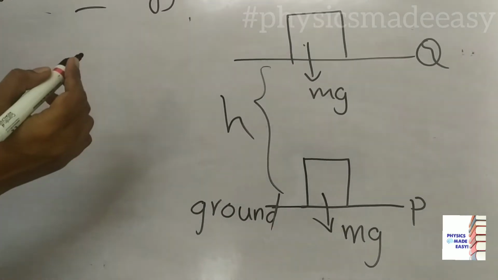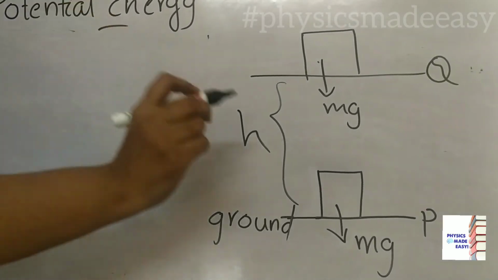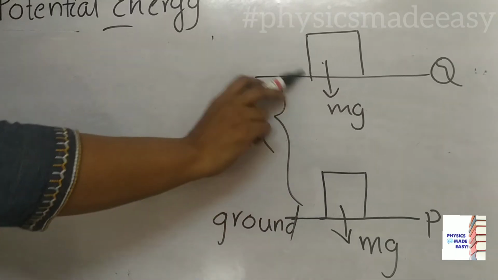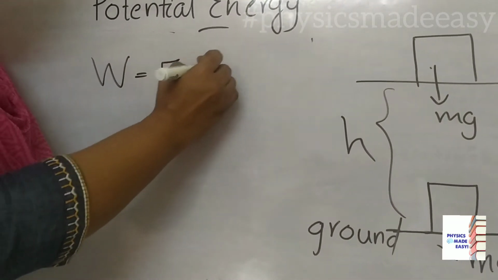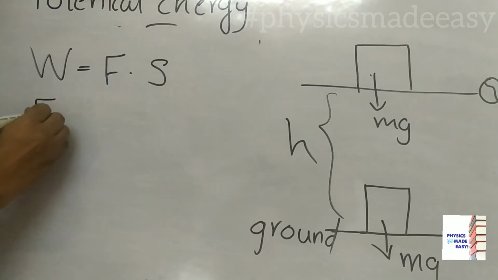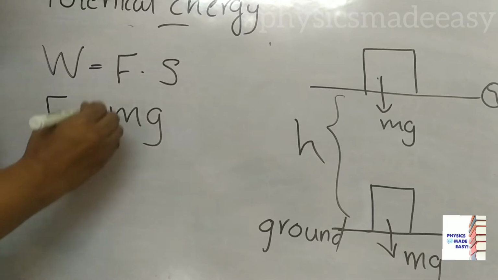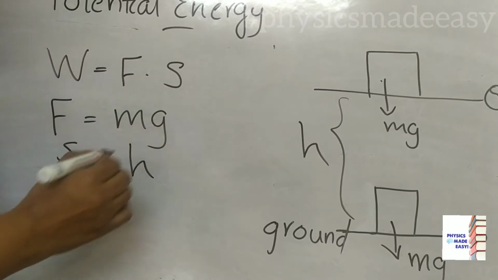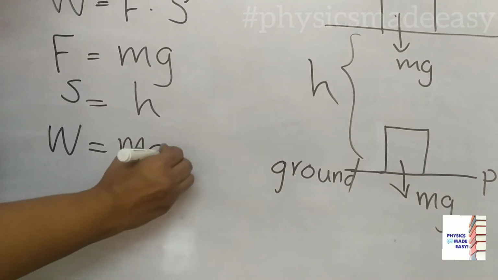So how do we find the work done? I told you potential energy is the work done to lift an object from the ground to a particular height. So work done is equal to force into distance S. What is the force here? Force is equal to m into g, and the distance is the height. Then we can write W is equal to mg into h.